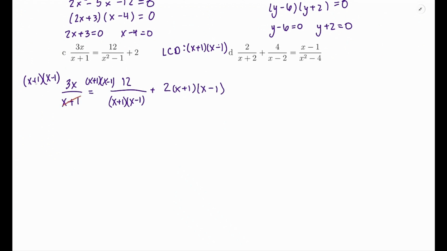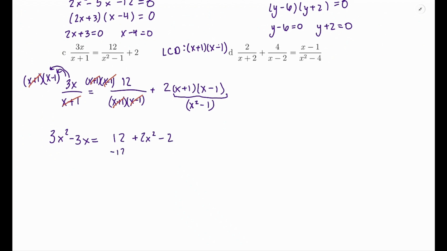The x plus 1's cancel out here, and both the x plus 1 and x minus 1 cancel out there. And now I'm going to distribute. We get 3x squared minus 3x is equal to 12. And then this, just because that's how we factored x squared minus 1, I know this equals x squared minus 1 when I multiply them together. And then I have to distribute the 2 into there.